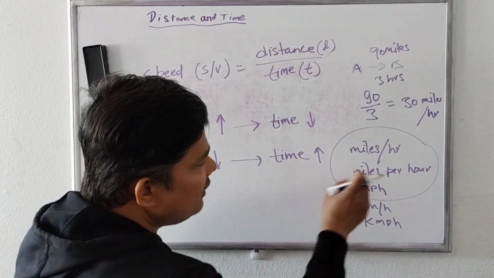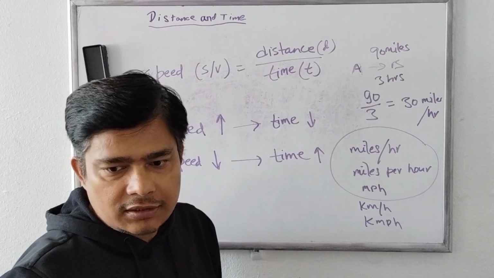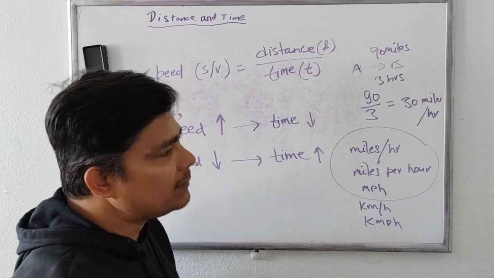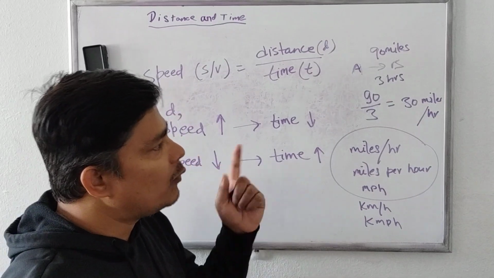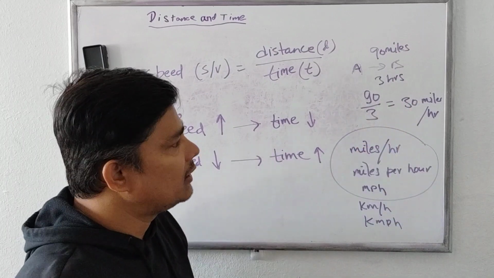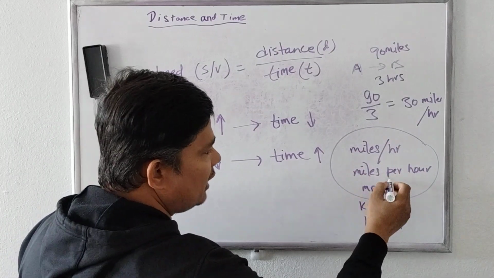Now what is the meaning of per? Per means in unit time. So if I say 30 miles per hour, it means in unit time, in 1 hour, the car is traveling 30 miles. So don't get confused. Per means the unit time.